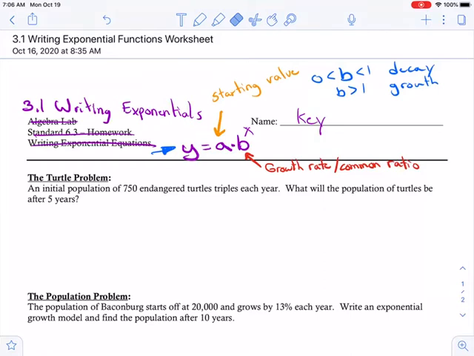So first, an exponential review of what we did last class. We learned exponential situations can be written in the form a times b to the x power, where a is our starting value and b is our growth rate or common ratio. If b is between 0 and 1, then that situation is decaying over time, or shrinking, and if b is greater than 1, then that is exponential growth.